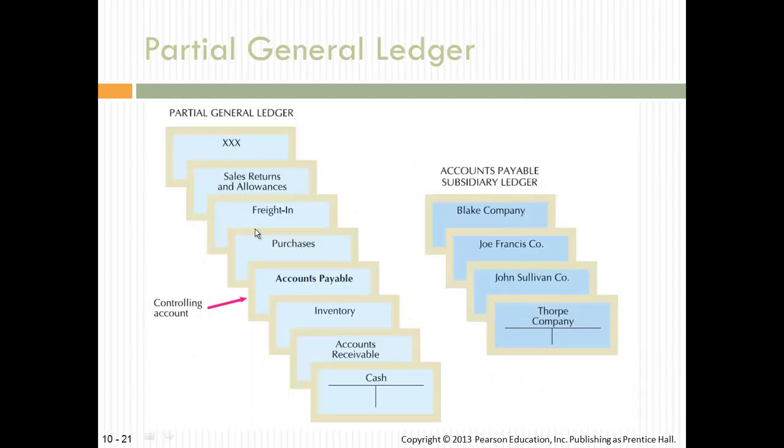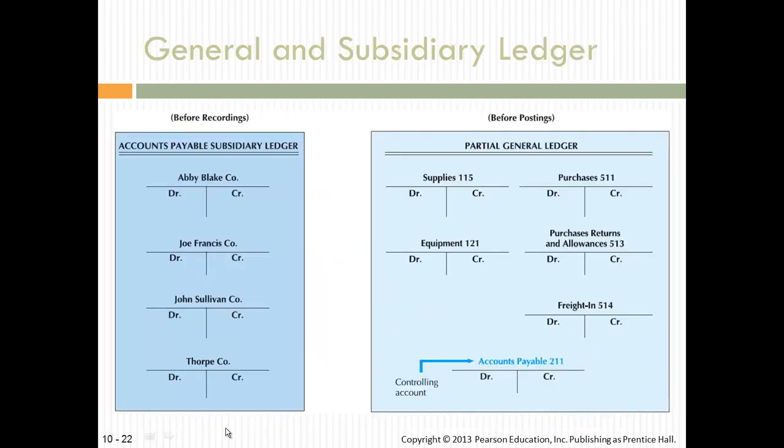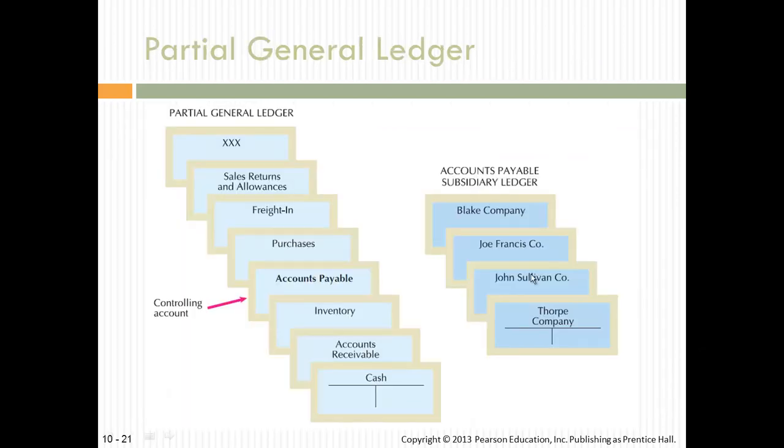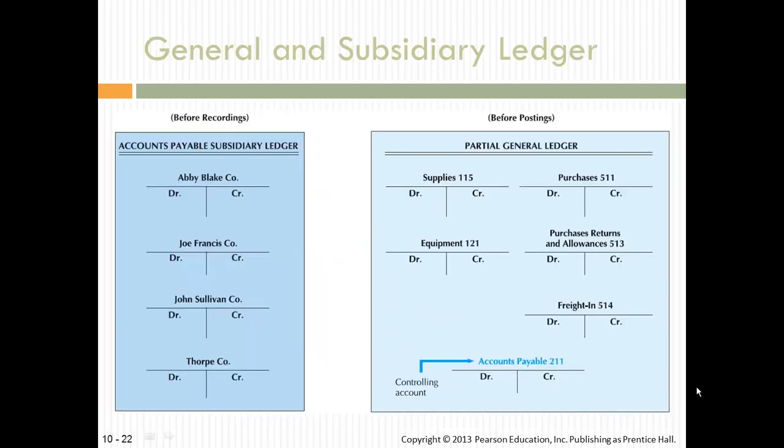So here's our partial general ledger that we talked about in Chapter 9. And now we're down to accounts payable, your controlling account. And here's all of your vendors that were in your subledger. So you have these different vendors here. Here's your accounts payable subledger. So you have a little T account to represent every vendor. And here's your partial general ledger, and your accounts payable controlling account is the sum of all of your vendors in your subledger.